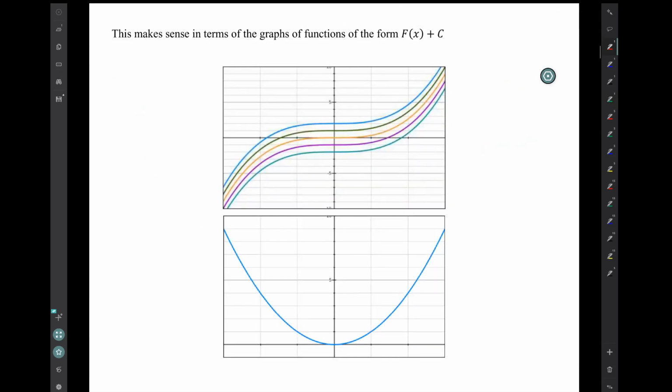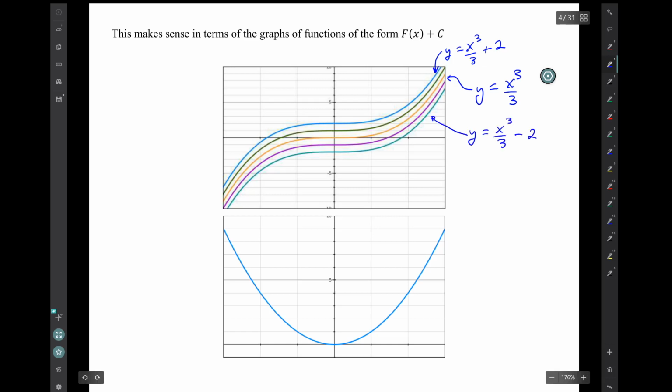And this made sense in terms of the graphs of the functions of the form capital F of x plus c. Remember that in this diagram, this orange graph was the graph of y equals x cubed over 3. The blue graph on top is y equals x cubed over 3 plus 2. The teal colored graph on bottom was y equals x cubed over 3 minus 2. The graph down here is little f of x equals x squared.